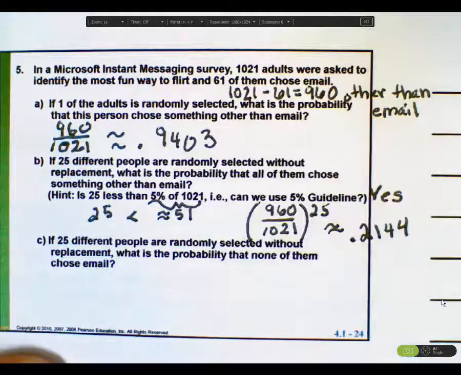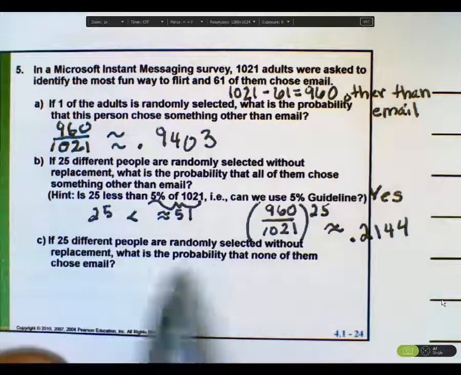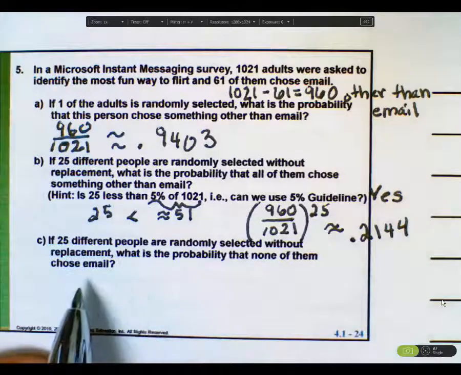The C part says if 25 different people are randomly selected without replacement, again, we can play like the draws are independent of each other because our sample size is less than 5% of the population, but we want the probability that none of them chose email.